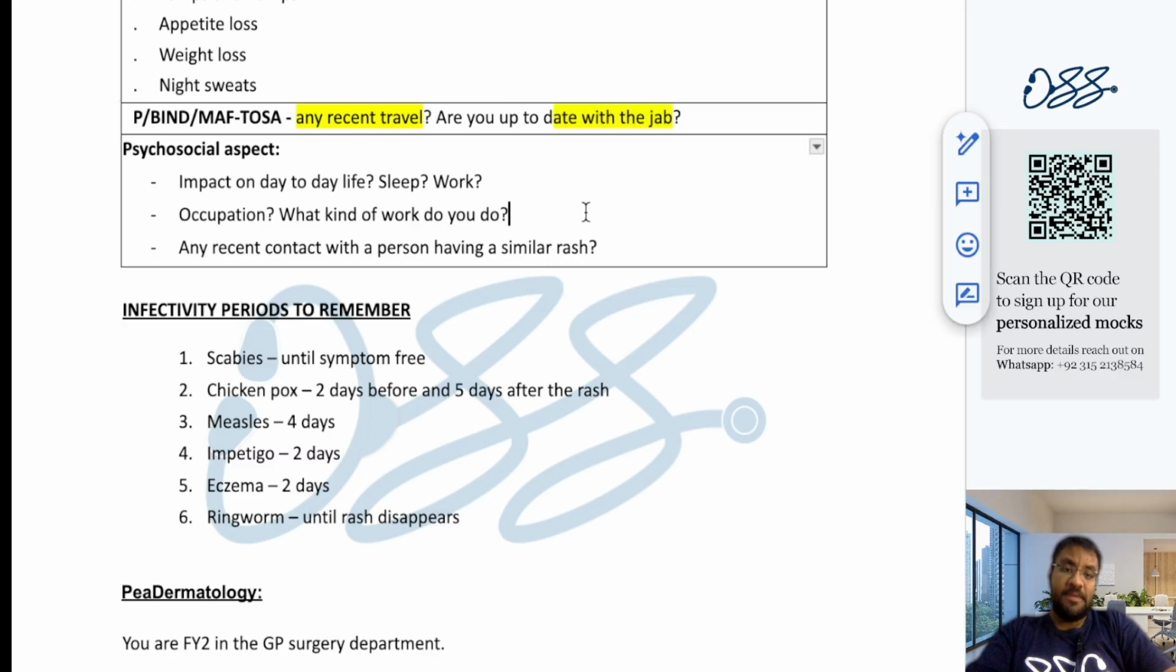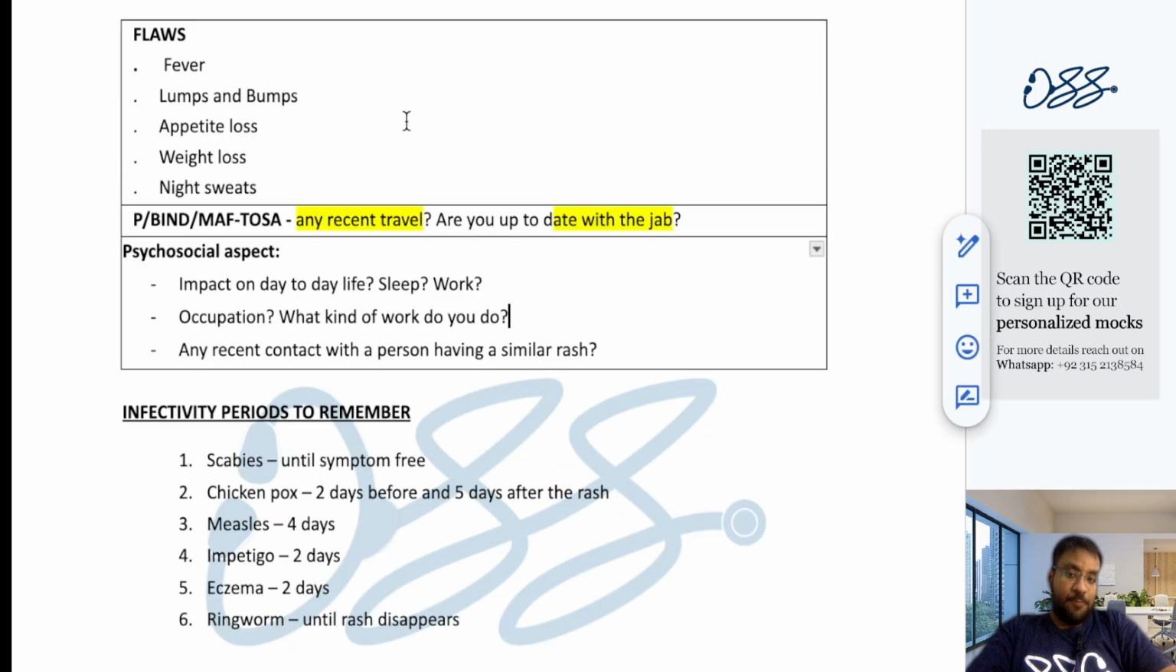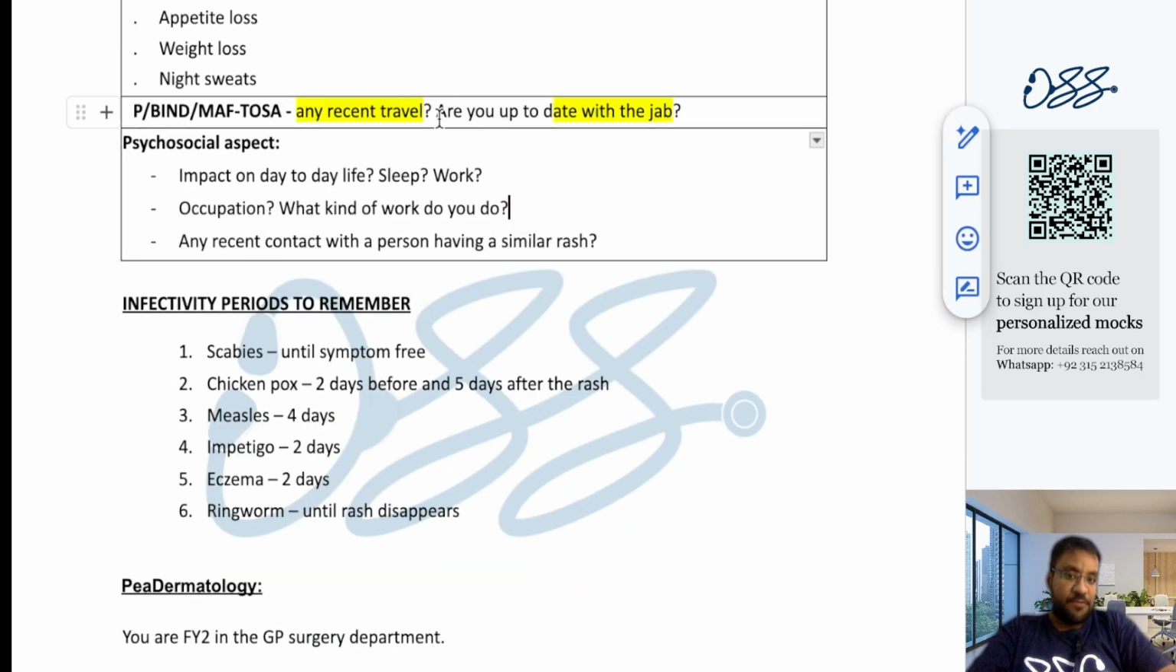Okay, so make sure that you ask these two questions when you're covering the P-BIND aspect and the MEFTOSA, depending on if you're covering the pediatric group or the adult group. Okay, so yeah, very important layer. Just a couple of questions, but make sure that you ask them because they may be relevant.